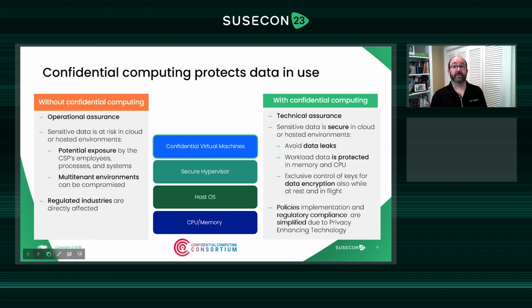Now, with confidential computing, you have a more technical assurance of security because it's built into the platform. Sensitive data is secure in these cloud or hosted environments, which helps you avoid data leaks and protect the workload data in memory and in the CPU. And then you also have exclusive control of the keys for data encryption while at rest and in flight. These things are stored in your workload's memory, so you can be assured that they are encrypted in use. And with privacy-enhancing technology, policy implementation and regulatory compliance are simplified.